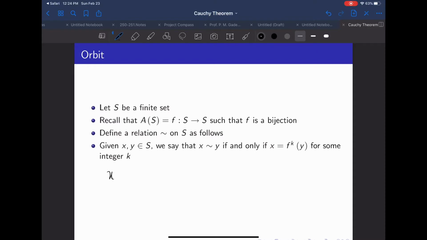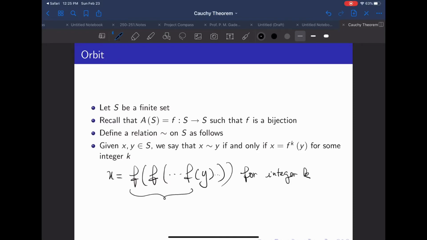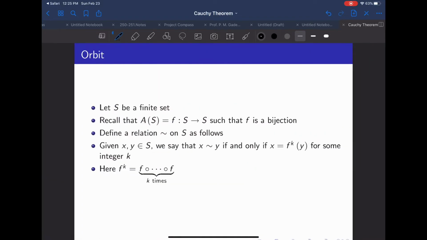of the type f of f and so on of f of y for some integer k, where k is the number of times we are composing f. So this will be k times. Okay, so in our shorthand notation for f composed with itself k times is f^k. Okay, so again, we'll say that x is related to y if and only if there exists some integer k such that x is equal to the composition of f, k times.